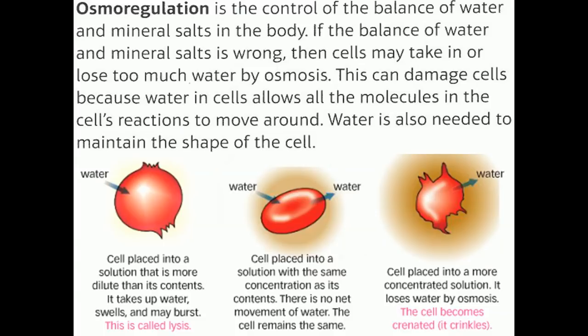However, we know that water is also important in maintaining the shape of the cell, so it's important to have the correct level of water. If there's not enough water in the body, then cells could also shrink, and that's important because water is also needed for chemical reactions to occur in the cells. So the function of water is very important in cells, so we need to regulate and make sure that we maintain a constant level of water.